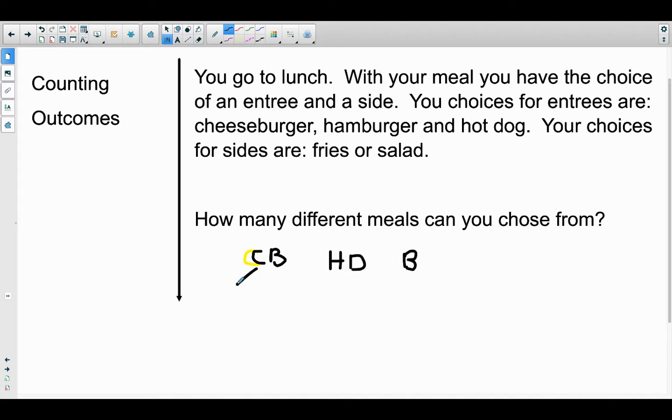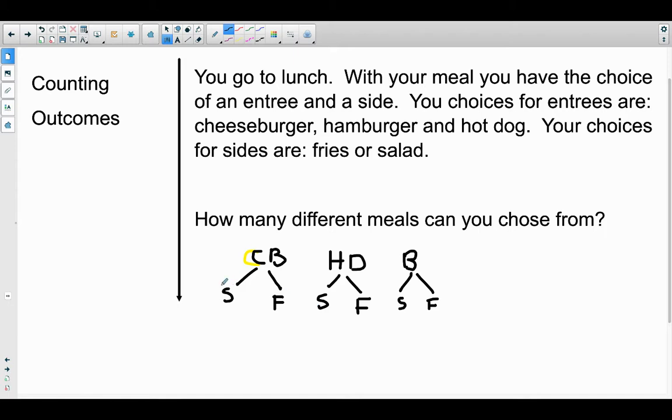Then with my cheeseburger, I could have a salad, or I could have fries. With my hot dog, I could have a salad, or I could have fries. And with my burger, I could have a salad, or I could have fries. This is called a tree diagram. So a tree diagram shows all my different choices. Cheeseburger salad, cheeseburger fries, hot dog salad, hot dog fries, burger salad, burger fries.